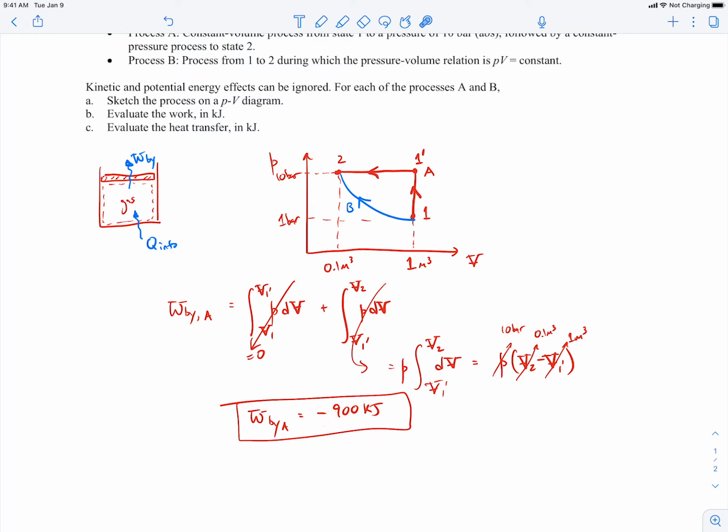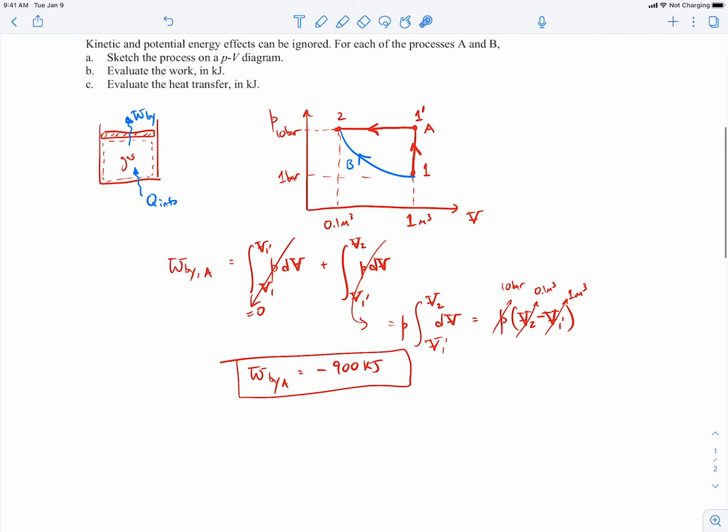Now the fact that it's negative means that instead of the gas doing work on the surroundings, the surroundings are actually doing work on the gas. So that means that the piston is actually moving downward. It's doing work on the gas, which makes sense because the volume is initially large and then it becomes a small value. So it means that we're compressing the gas. The piston comes down, so the surroundings are doing work on the gas. That's, again, why we have the negative here.